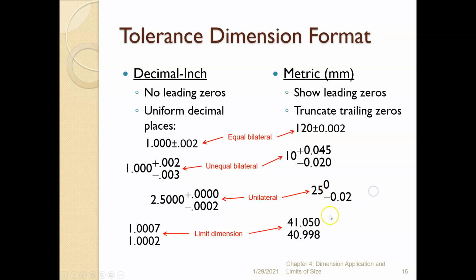And finally, we have limit dimensions. So again, there's nothing really to talk about here. This is 4 decimal places, so those have to be 4 decimal places. And again, we balance it. So 3 decimal places here. The 8 means that we need to include a 0 to balance it out with a 3.